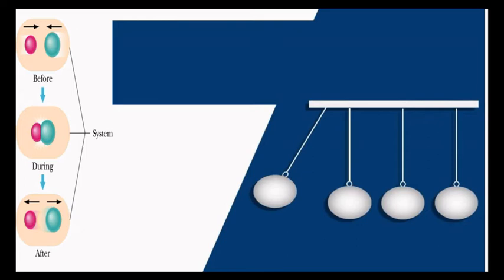Different kinds of collisions produce different results. Sometimes the objects stick together. Sometimes the objects bounce apart. What is the difference between these types of collision? Is the energy conserved as well as momentum?